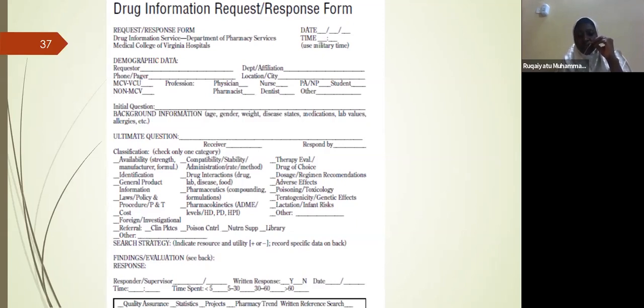Then the search strategy is important because you need to indicate your source and the utility. Along the line of our presentations, the other modules will cover this. But for the search strategy, it's very important because of the three resources: the tertiary, secondary, and the primary. Usually for drug information requests, you need to start with the tertiary. Then if you don't get much of the information, go to the secondary, then the primary. So it's important to indicate which resource you used for the information, because sometimes there will be need to go back to check. Then what's your findings? What's the response that was finally given? And then the signature and all that.